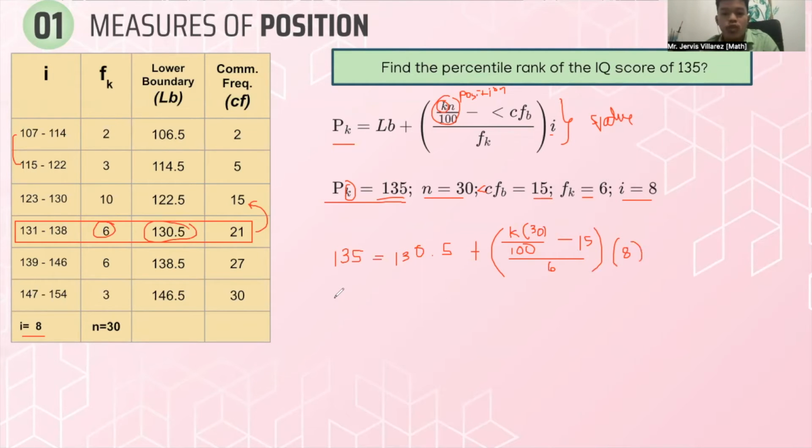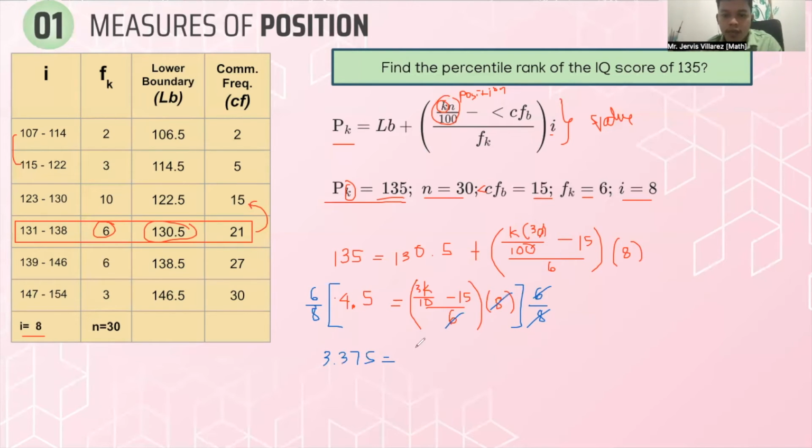Okay, if we compute 135 minus 130.5, that is 4.5. I just use the addition property, or you can say transposition, just to simplify this. 4.5 is equal to k times 30 over 100, or I can simplify that as 3 over 10. I just cancel out the 0, minus 15 over 6 times 8. Now, I can simplify that directly by multiplying both sides by 6 over 8. By doing so, I can cancel out 6 and 8 directly, so I can just simplify that as 6 over 8 times 4.5. And that will give me 3.375.